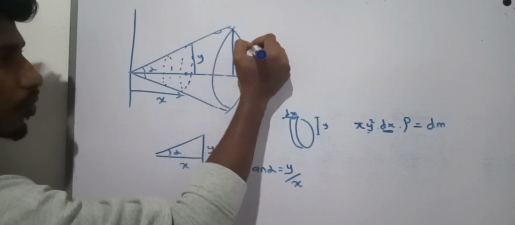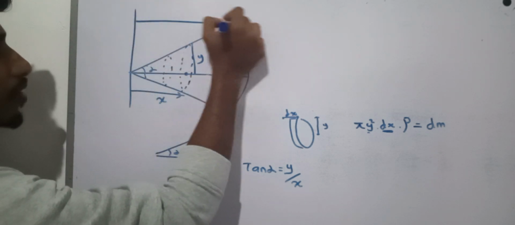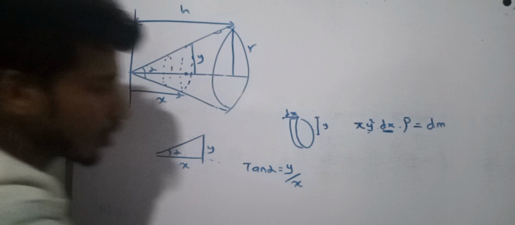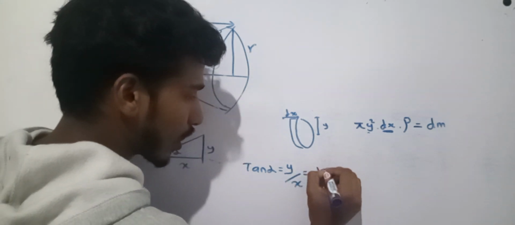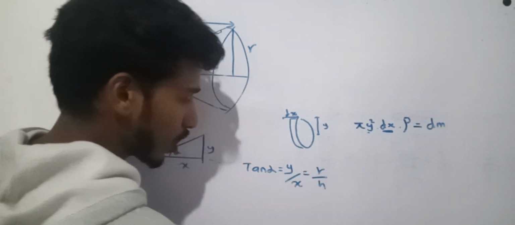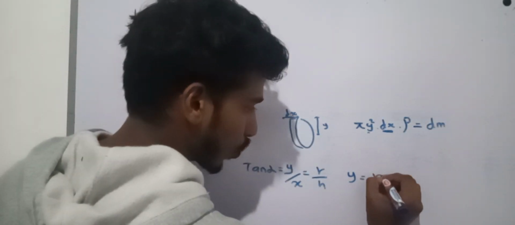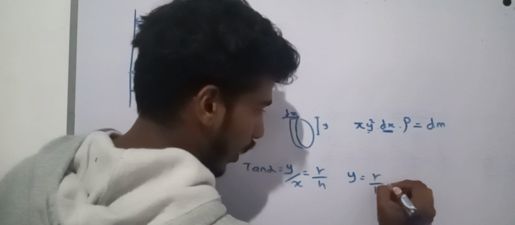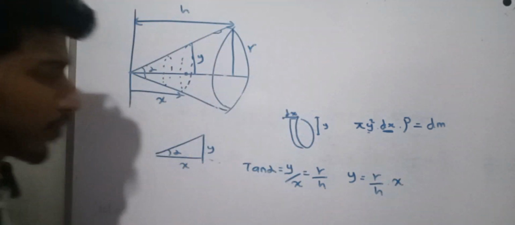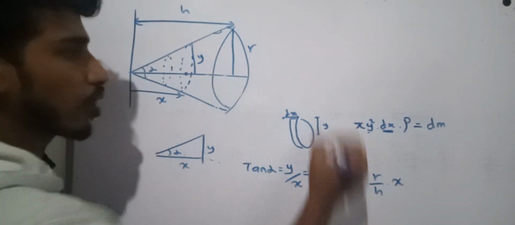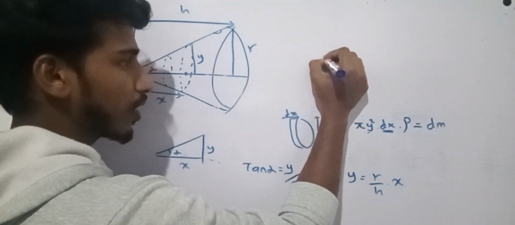If the radius of the cone is r and the height of the cone is h, then you will find it as r divided by h. So now we know an answer for the y in terms of some constant and an x variable. So now we can just find the center of gravity.